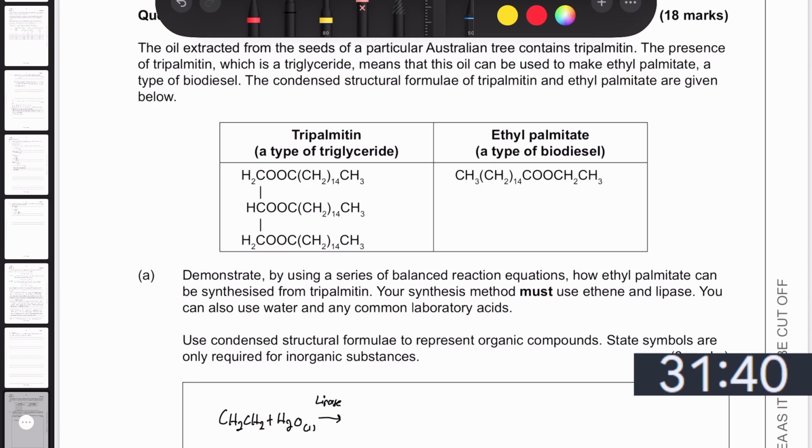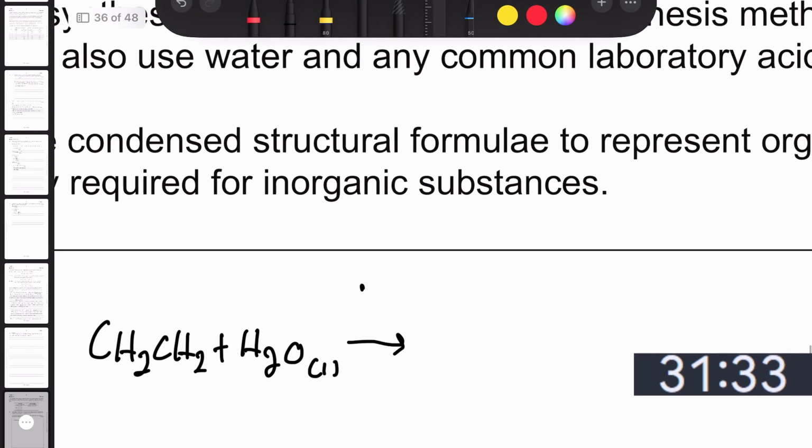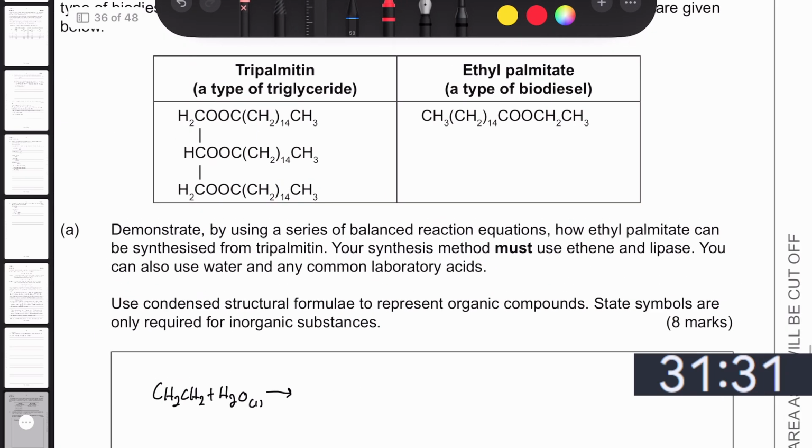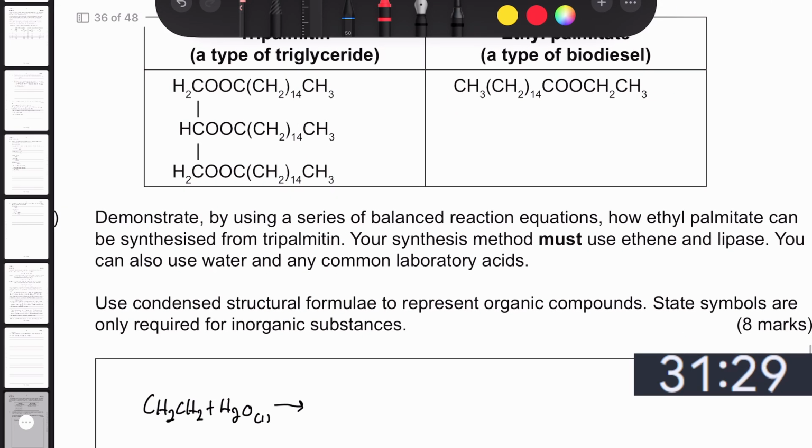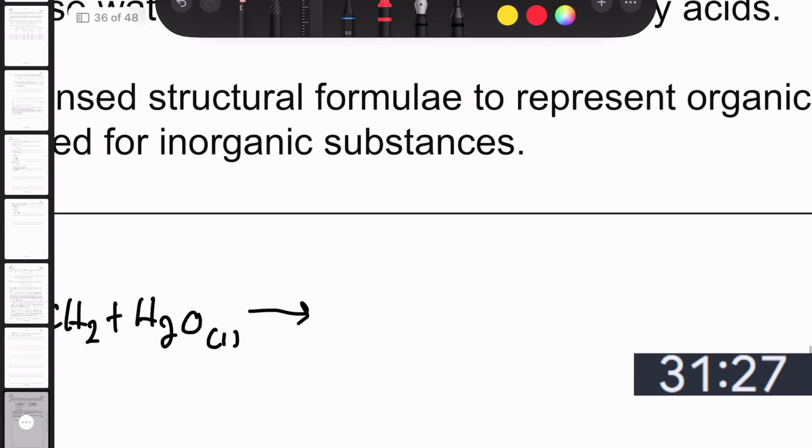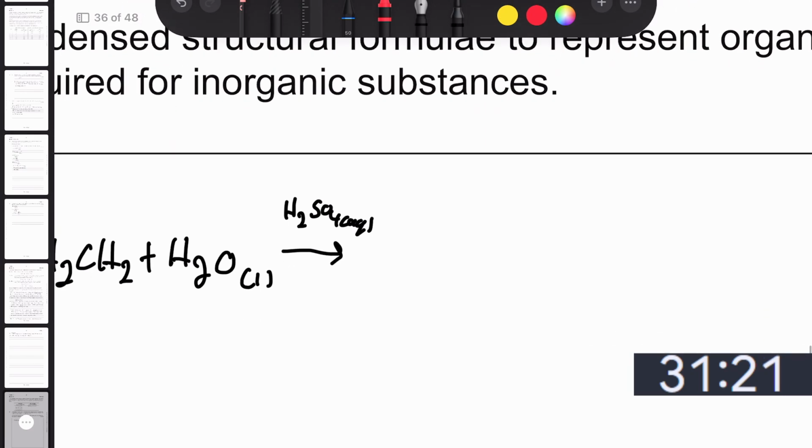Lipase. So lipase is going to be for the formation of the actual biodiesel itself, not this. Here I'm just going to have H2SO4 aqueous. That's my catalyst. So there's going to be CH3CH2OH.